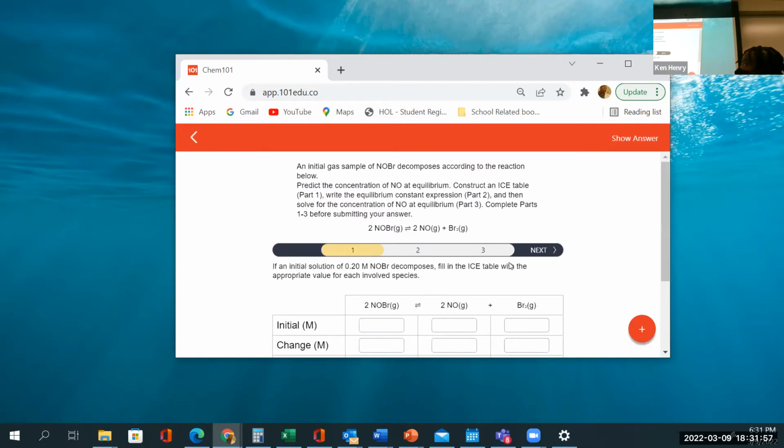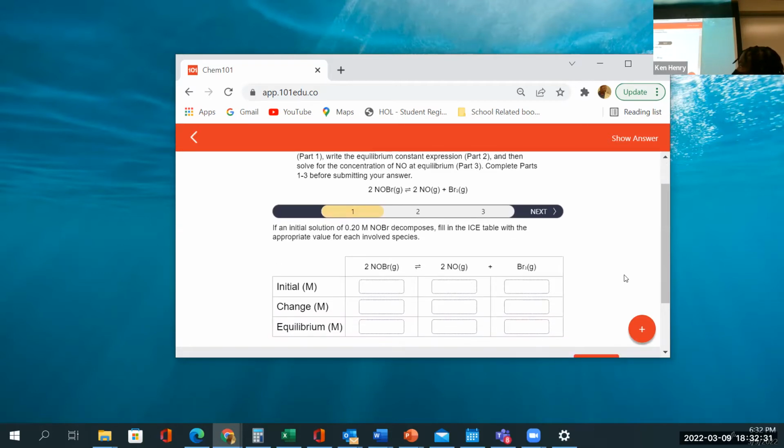Okay. It says an initial gas sample of NOBr decomposes according to the reaction below. Predict the concentration of NO at equilibrium. Construct an ice table, part 1. Write the equilibrium constant expression, part 2. Then solve for the concentration of NO at equilibrium. Complete 1 through 3 before submitting your answer.